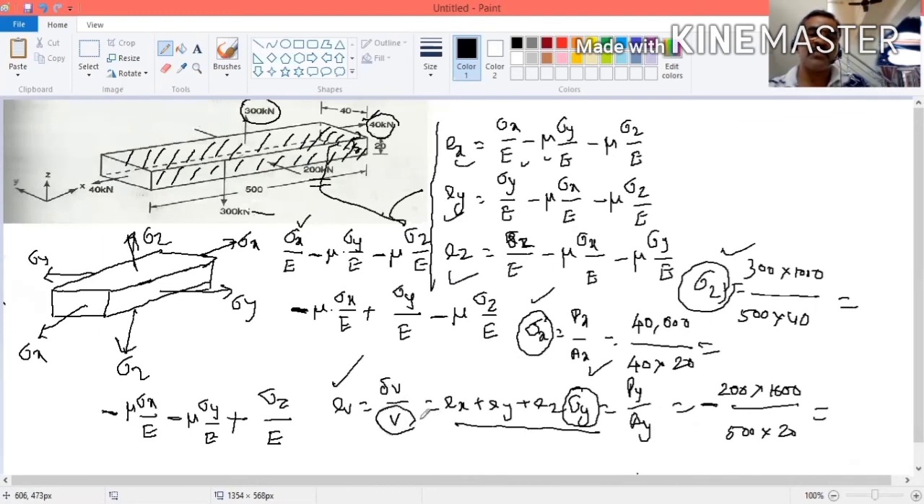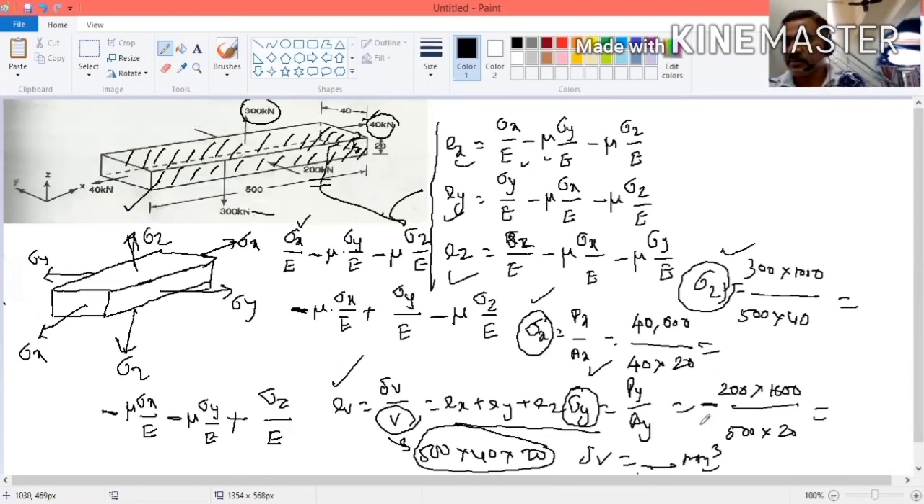What is the volume? Volume is equal to 500 into 40 by 20. This is the volume of this rectangular bar. By substituting all this, you can find delta V, the change in volume in millimeter cube. Now, let us see the answer.